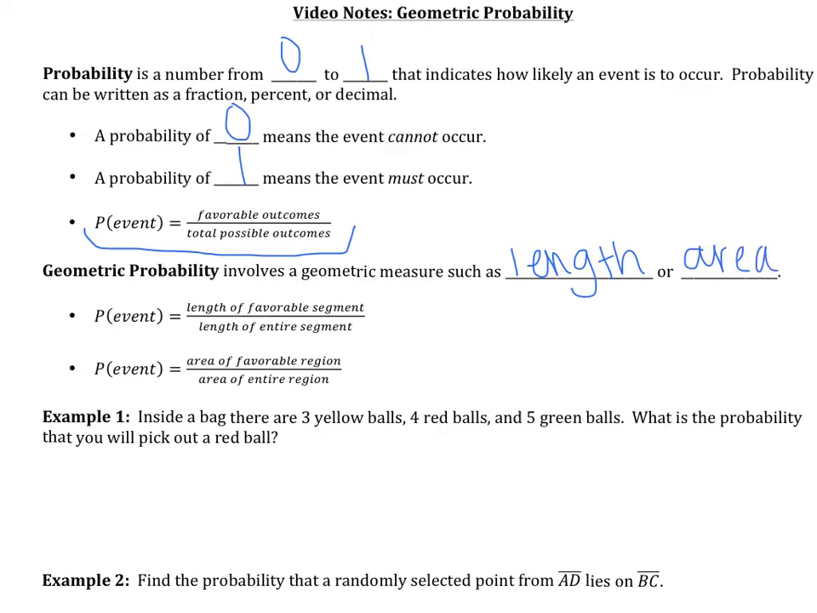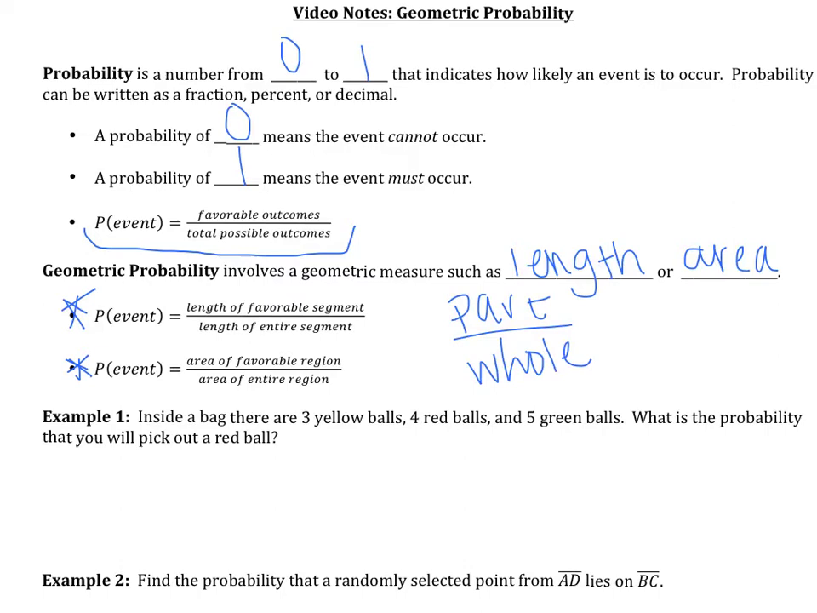So the first one right here involves length. It says the probability of an event dealing with length is equal to the length of the favorable segment that we want divided by the length of the entire segment. All right, the second one deals with area. It says the probability of an event is equal to the area of a favorable region divided by the area of the entire region that we have. You will see me write this as part divided by whole. Instead of having memorized all three of these, you can just memorize the one, part over whole. You'll see me write that a lot.